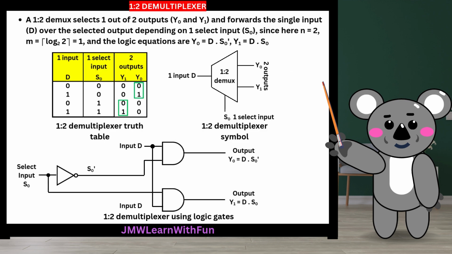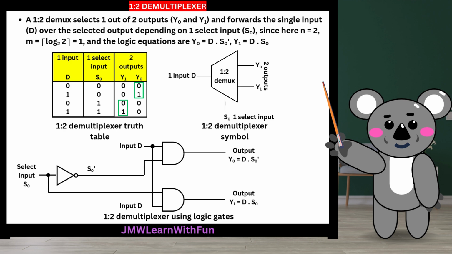A 1:2 demux selects one out of two outputs, Y0 and Y1, and forwards the single input, D, over the selected output depending on one select input, S0, since here n equals 2, m equals the ceiling of log 2 to the base 2, equal to 1, and the logic equations are Y0 equals D and not S0, Y1 equals D and S0.